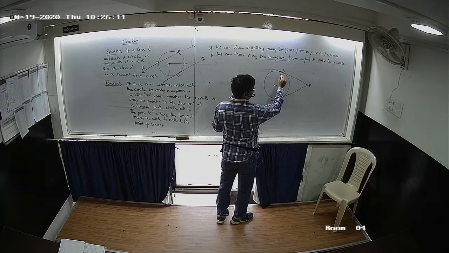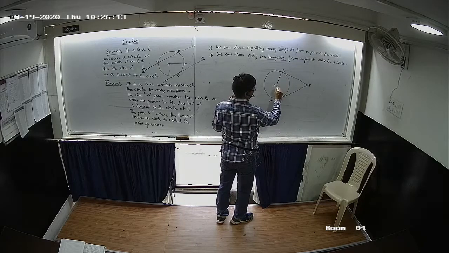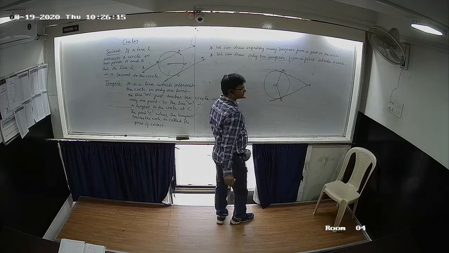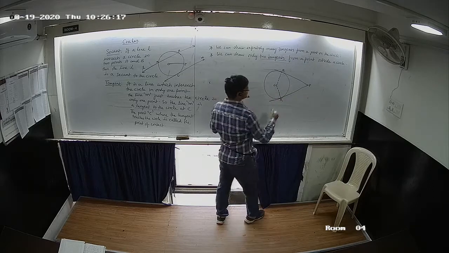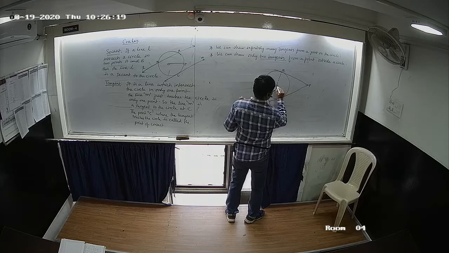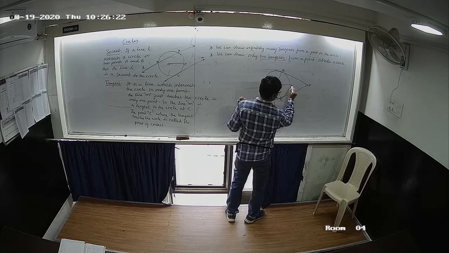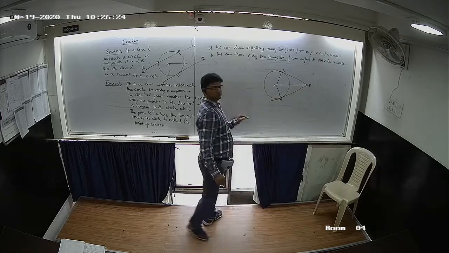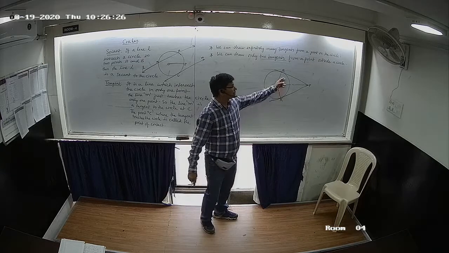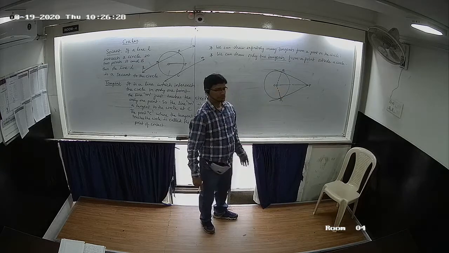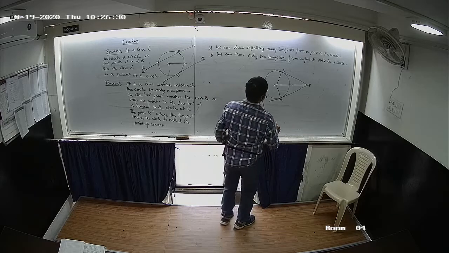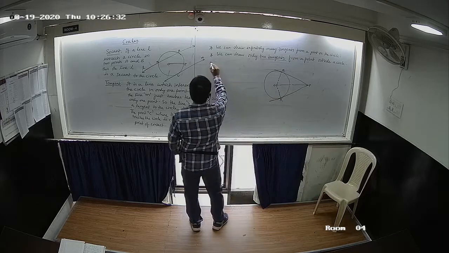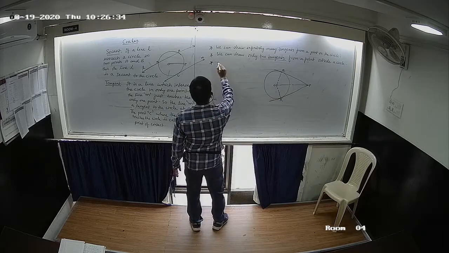Let's join OQ and OR, and join OP also. If you see, we get two triangles.